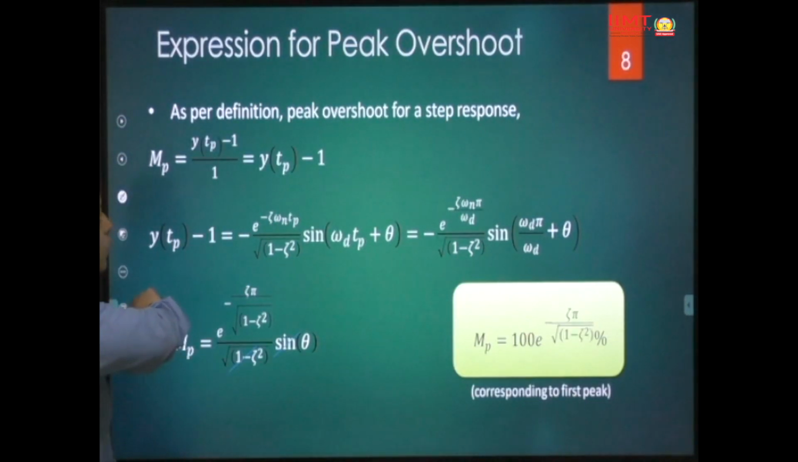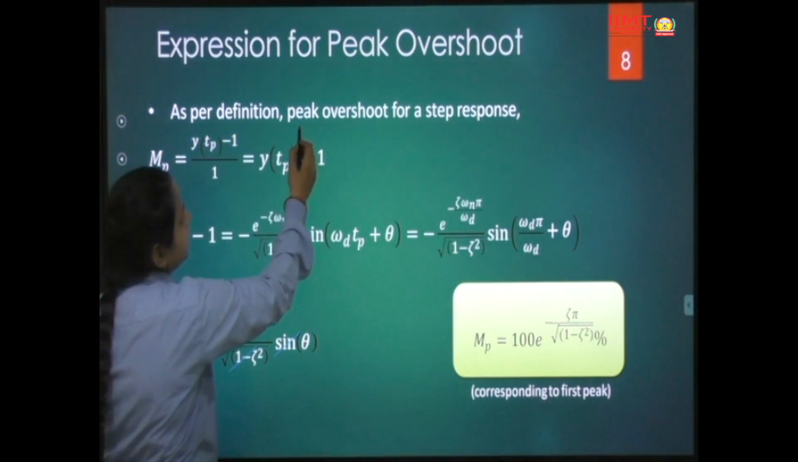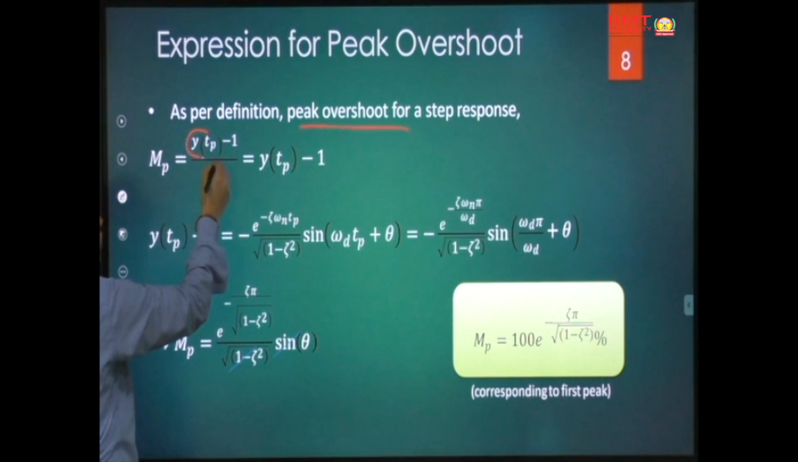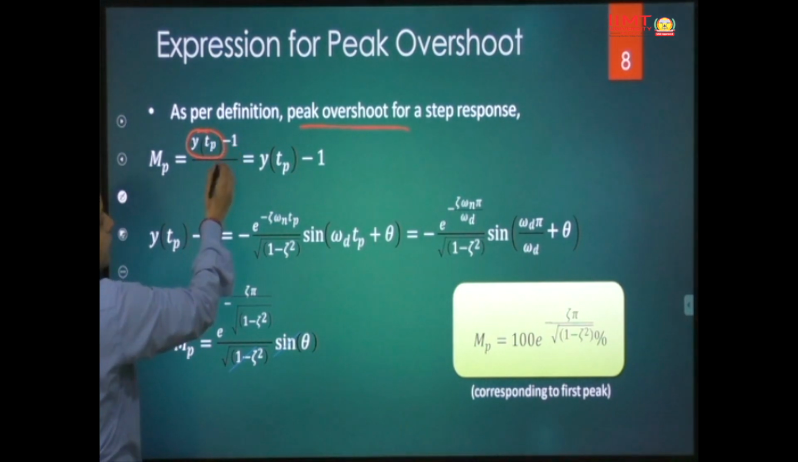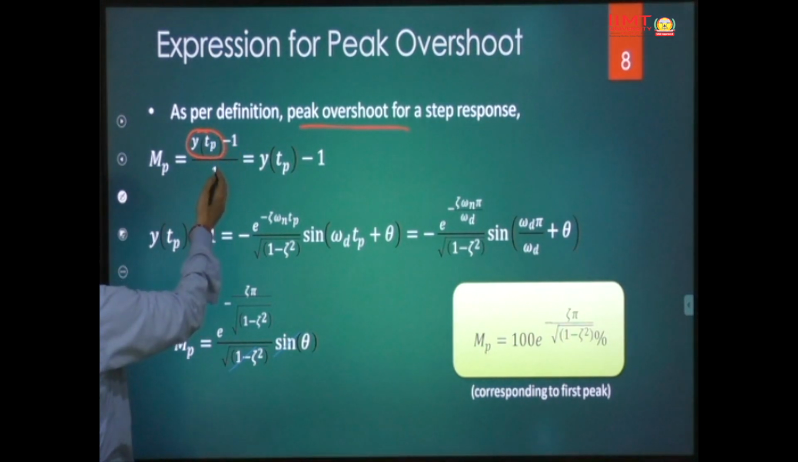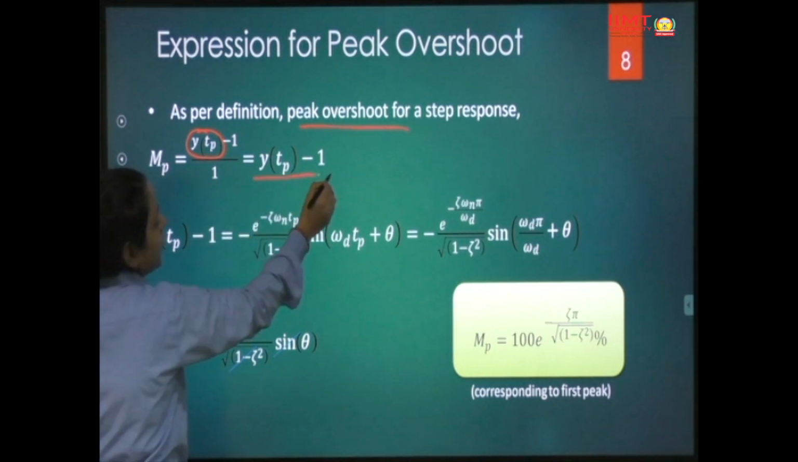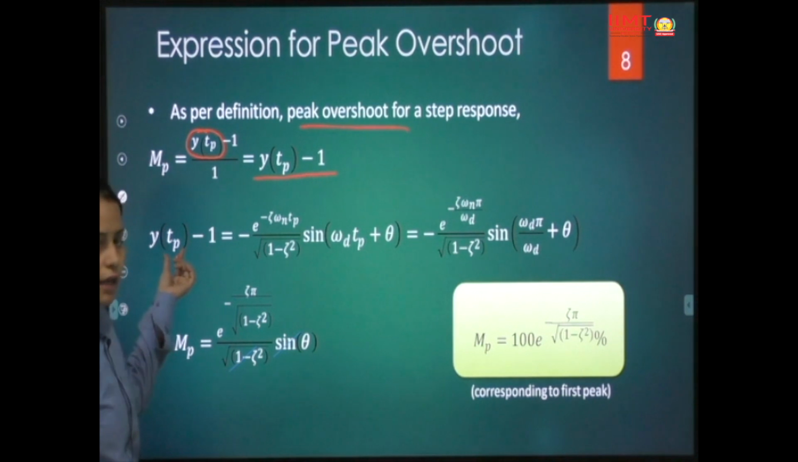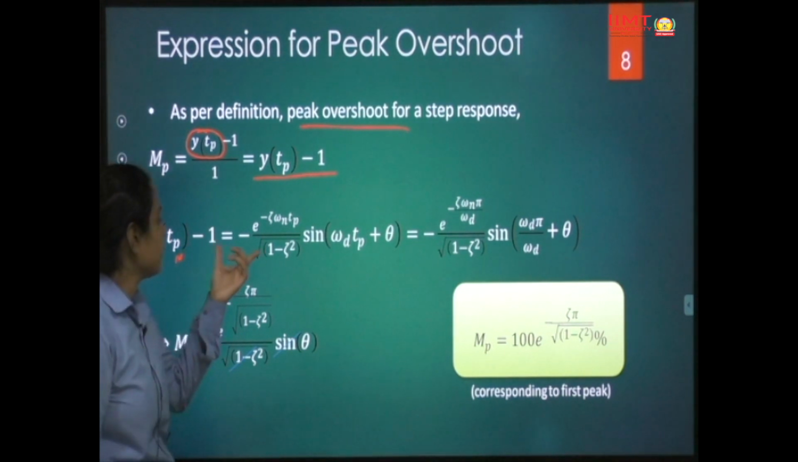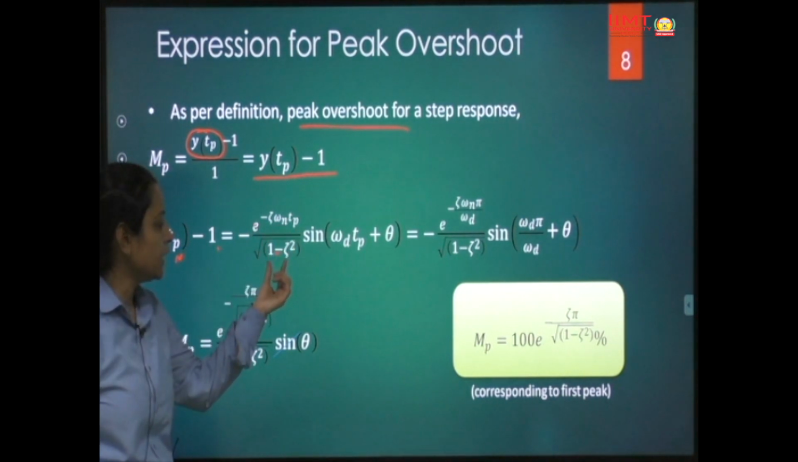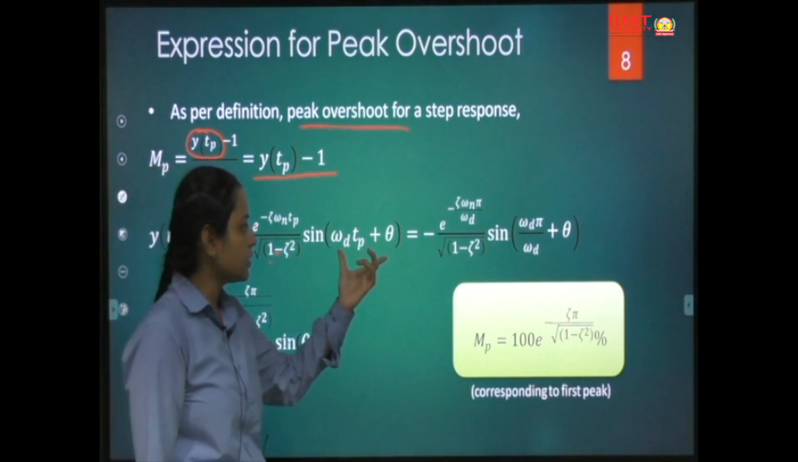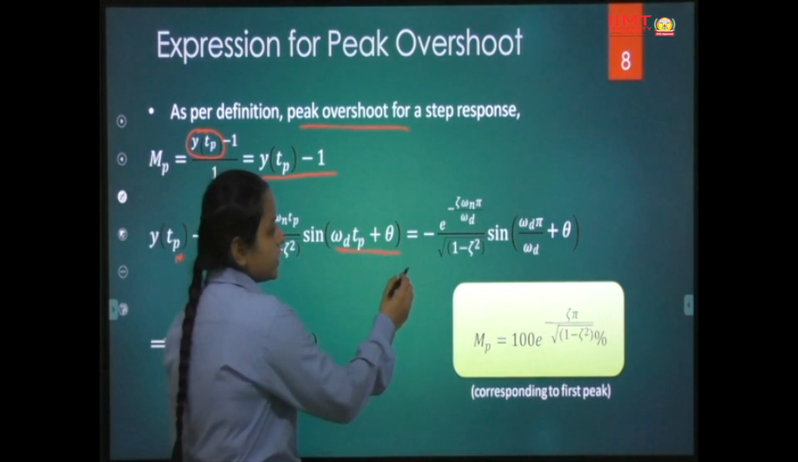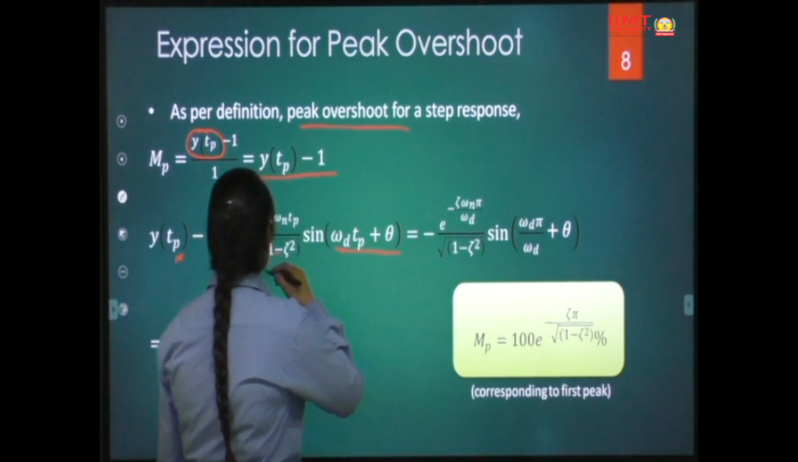So next is peak overshoot, that is Mp. As per the definition, peak overshoot of a system response is equal to y(Tp), the value of y at peak time, minus 1, the value at infinity, divided by 1. So it is equal to y(Tp) minus 1. So we put the value of Tp in y and calculate the value of y. So we have 1 minus e to the power minus zeta omega_n Tp under root 1 minus zeta square sin(omega_d Tp plus theta), which is equal to e to the minus, as 1 would get cancelled.